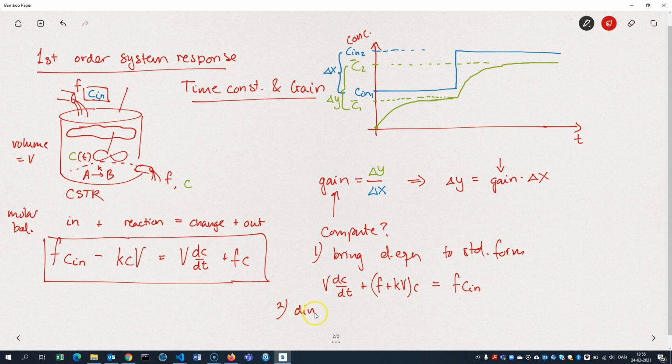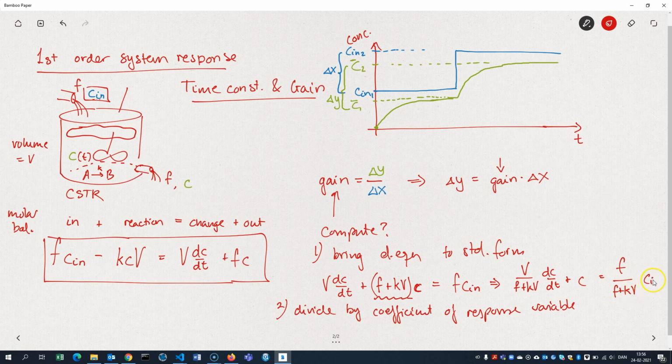Secondly, we divide by the coefficient of the response variable. In our case, the response variable is C, the concentration. So the coefficient of C is this one here, the number which is multiplied by C. When I divide by this number, I get a new version of the equation: V divided by (F plus kV) times dC/dt plus C equals F divided by (F plus kV) times Cin.